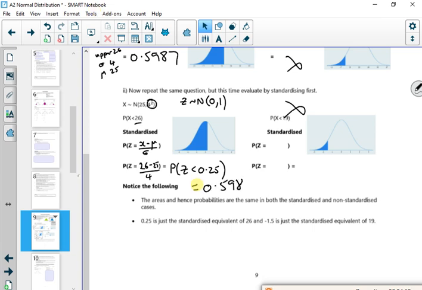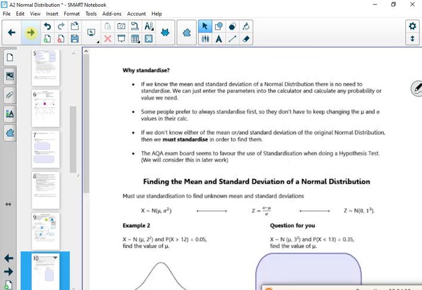But we don't need to do this for just normal probabilities. We need to use it to help us. And that's what this is really about. So you have this old way, which you don't need to do, but we do need to use it. So it says if we know the mean and standard deviation, we don't need to standardize. Some people prefer to standardize, we're not going to bother. But if you don't know, this is where it's important. If I don't know the mean or the standard deviation, I can use it to find it.